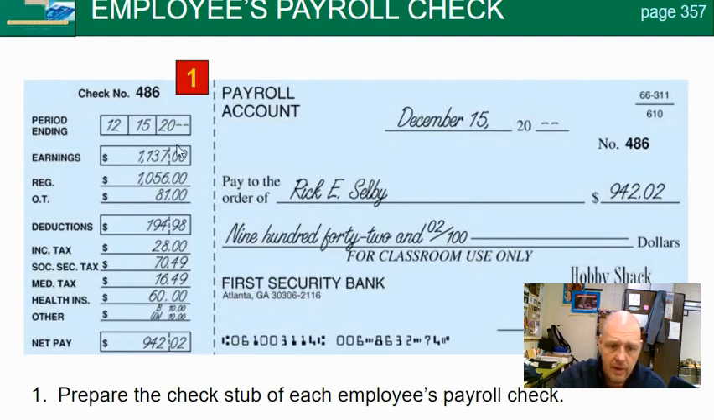They earned $1,137. They had $194 coming out in taxes. They take home, this Ricky Selby, $942.02. So we fill out the stub first. Then we go ahead and fill out the employee paycheck. December 15th, Ricky Selby, dollar amount, spell out the words, no different than we did in personal finance. Sign the check.